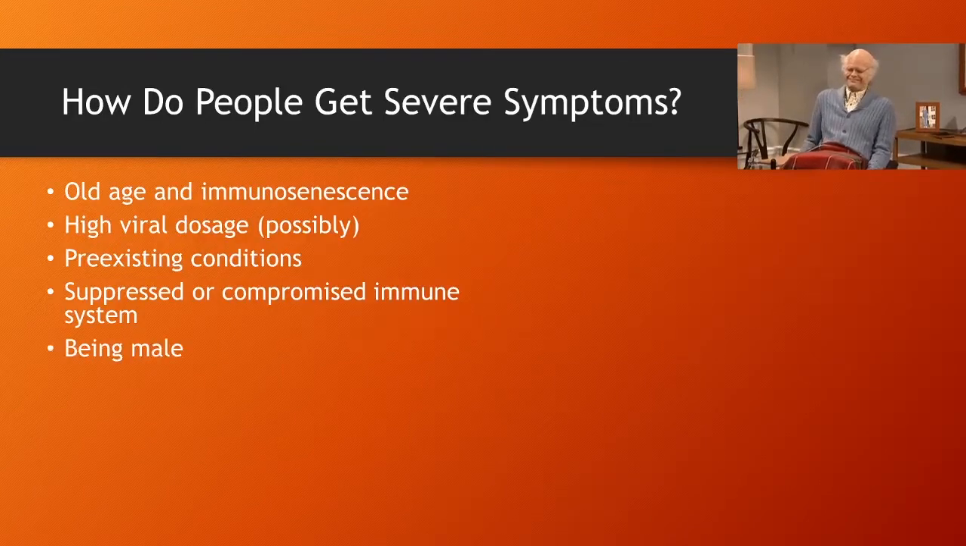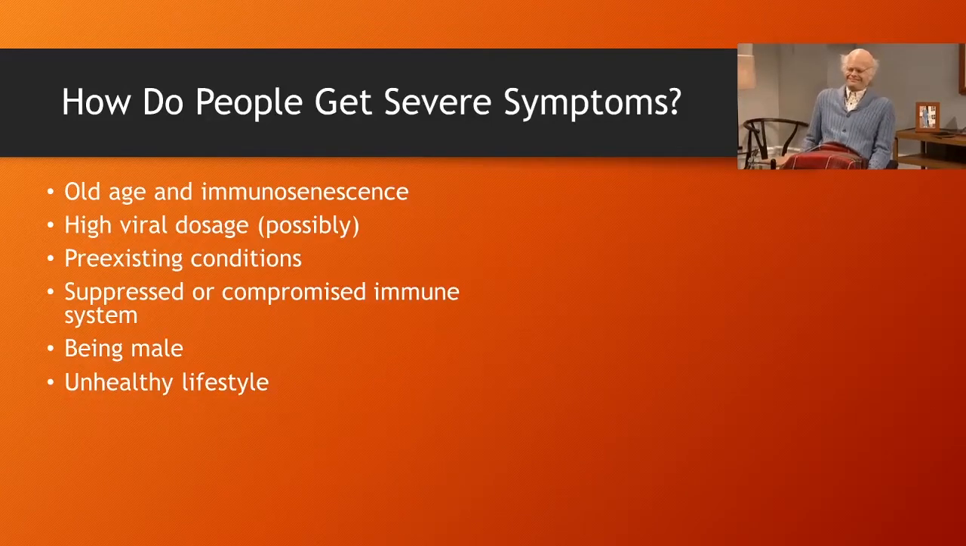SARS-CoV-2. Being male. This is quite interesting. I'm going to be showing some stats in a bit that help justify that. The number of people who are infected is usually pretty close to 50-50. But for serious symptoms, males are more likely to get more serious symptoms than women are. That's not uncommon for a lot of things. Having one whole other chromosome, if you're female, can really help.